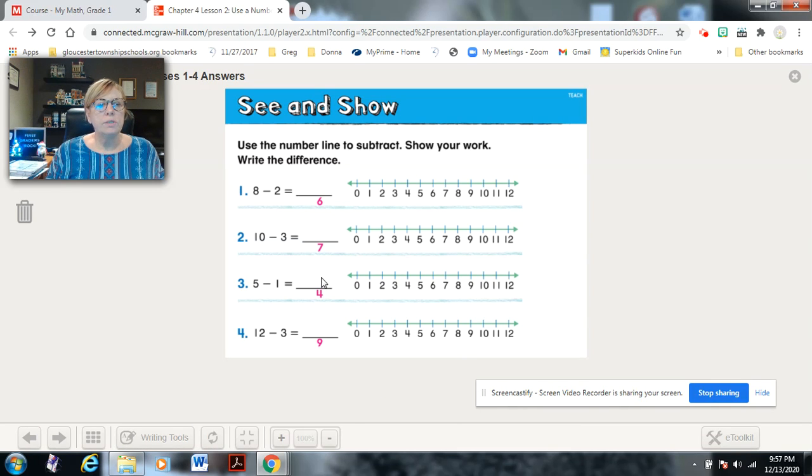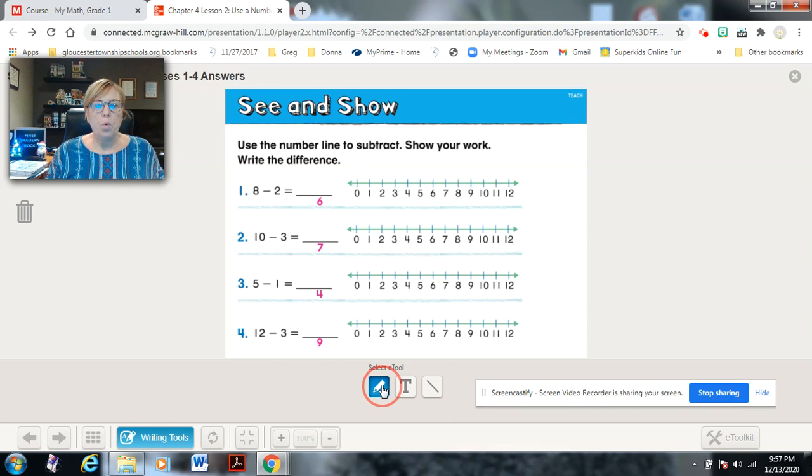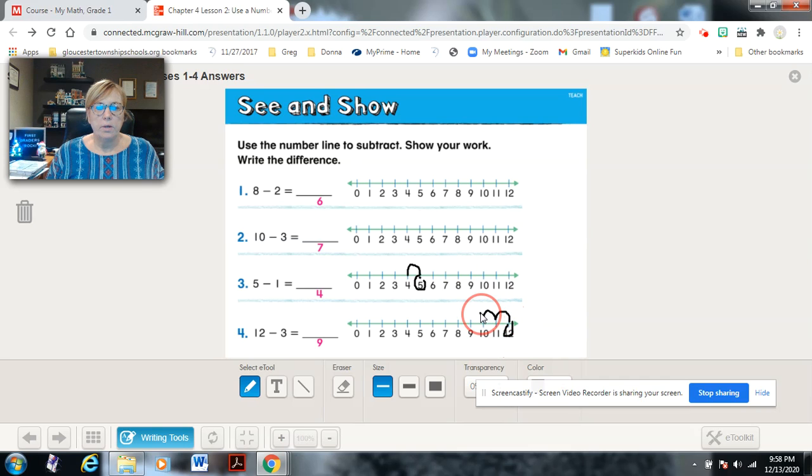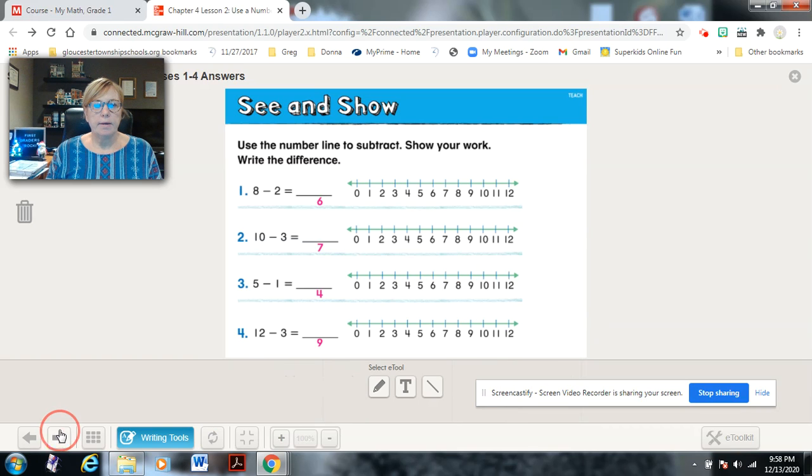Okay, so here are the differences. You already did 1 and 2 with me, but I'm going to show you what your number line should resemble. So I said you circle here. We only have to count back 1. There you go, 12. Here you go, and we count back 3. 1, 2, 3. Okay, so that's what your number line should resemble from solving on this page.